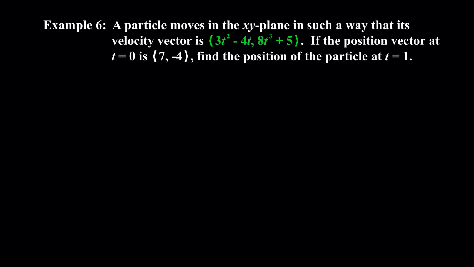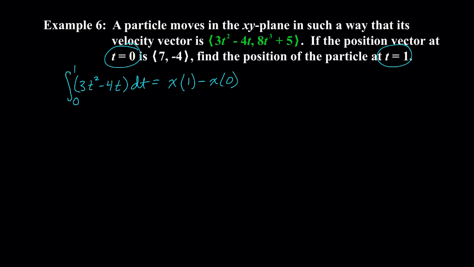All right, so the integral of 3t squared minus 4t, that's going to give us position, which would be x of t. Well, we need to evaluate that between two t values. The t values we're looking at are 0 and 1. So that means that would equal x of 1 minus x of 0. This is your fundamental theorem of calculus.